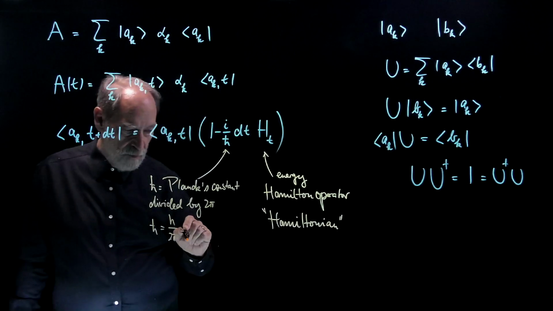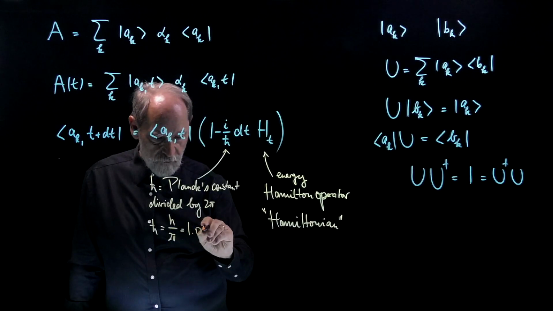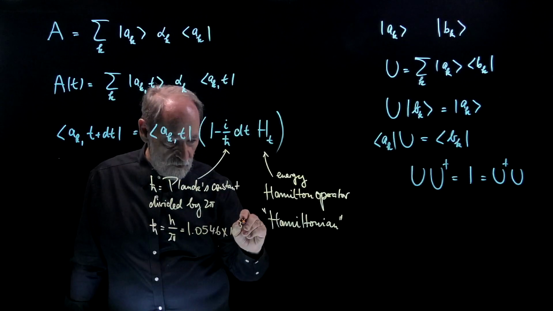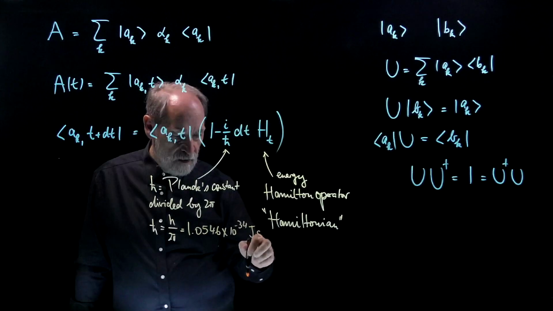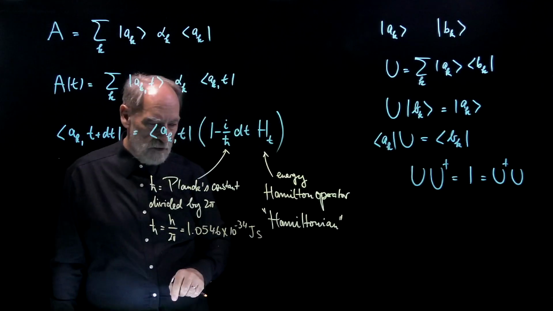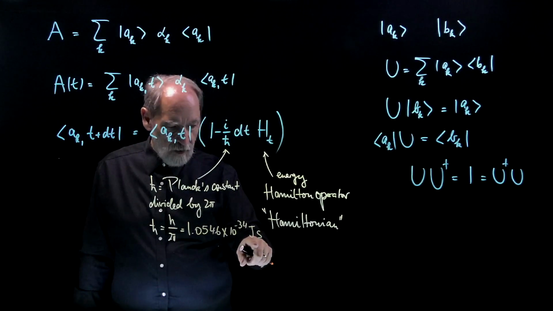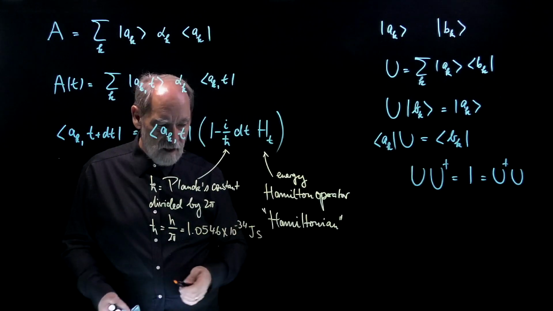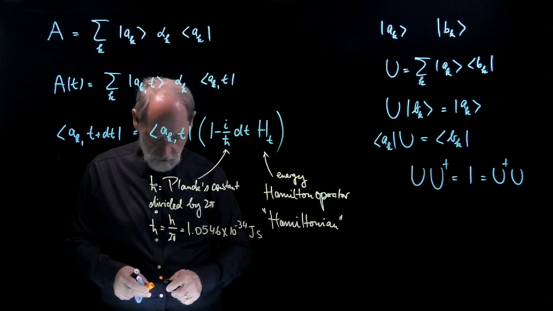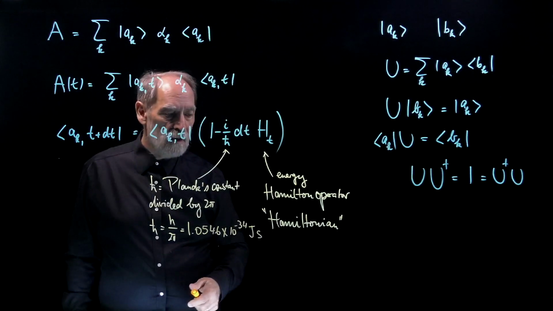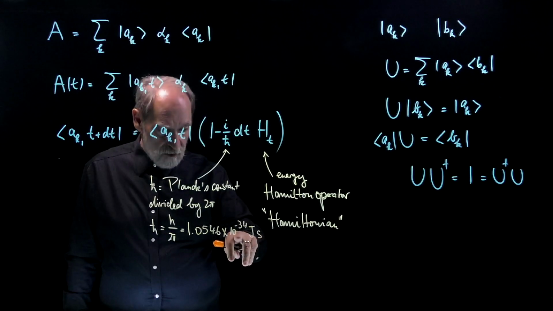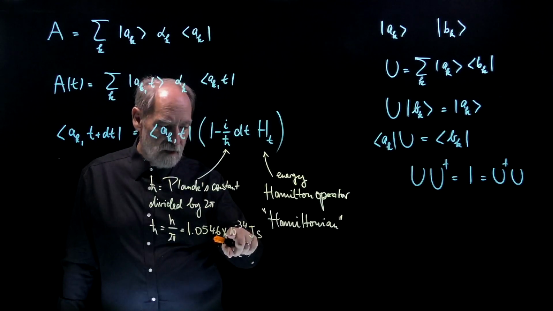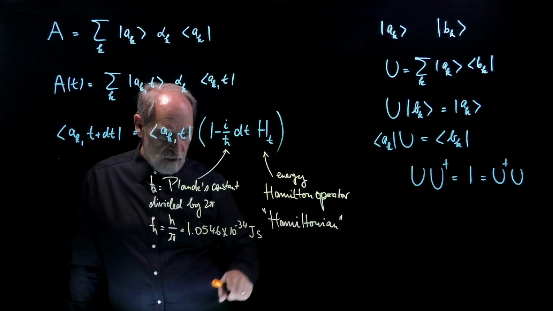And that's a very small number, 1.0546, and more digits are known, 10 to minus 34 joule seconds. So joule and second are macroscopic units, SI units. And h bar, in some sense, sets the scale for atomic units. And these atomic units are so much smaller than the macroscopic units that we should not be surprised to see a very small number here, a large negative power of 10.